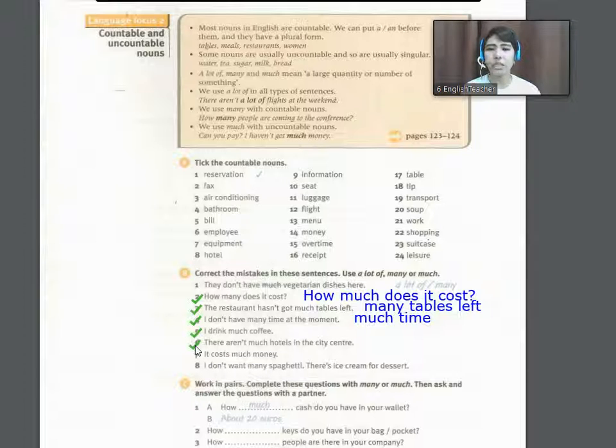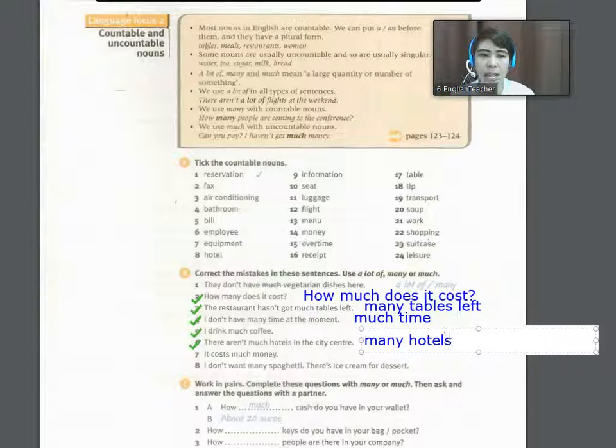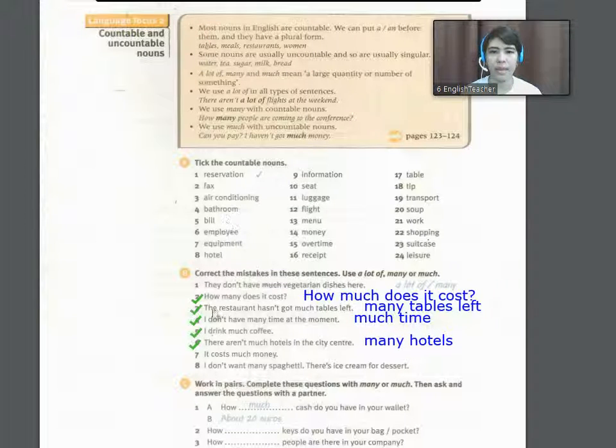Number 6. There aren't much hotels in the city center. So it's a wrong sentence because in this sentence you have to use, yes, student A? Very good, many hotels because hotel is countable. Okay, next, number 7, it costs much money. So this is a correct sentence because when we use cost and money, we have to use much.